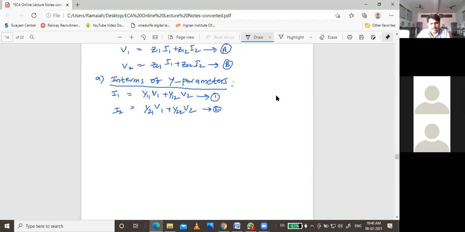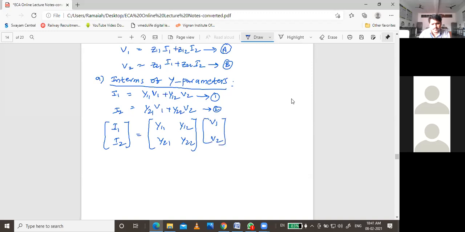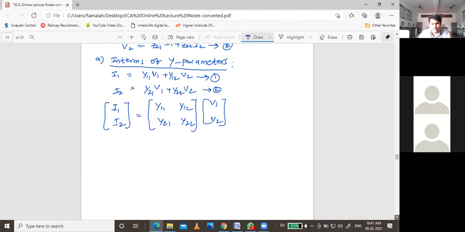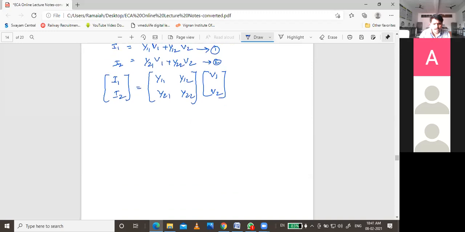We have to express the Z parameters in terms of Y parameters. So now how are we going to obtain this? Let us see. I can represent I1, I2 in the form of a matrix: Y11, Y12, Y21, Y22, times V1, V2. Is it correct or not? Yes, sir. I want the values V1 and V2. So how can I find them?